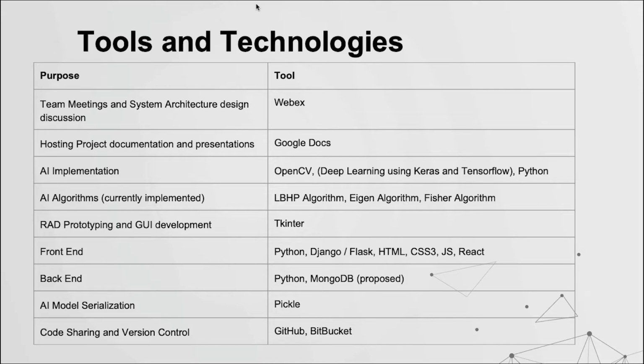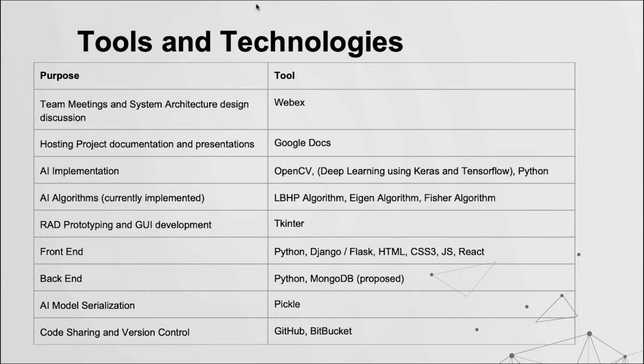So let's start with tools and technologies that we are using for this project. For our team meetings and design discussions, we are using WebEx. We host our documents and presentations to be shared among using Google Docs. To implement artificial intelligence algorithms, we use OpenCV with Keras and TensorFlow, and we use Python as the primary programming language to implement these AI algorithms.